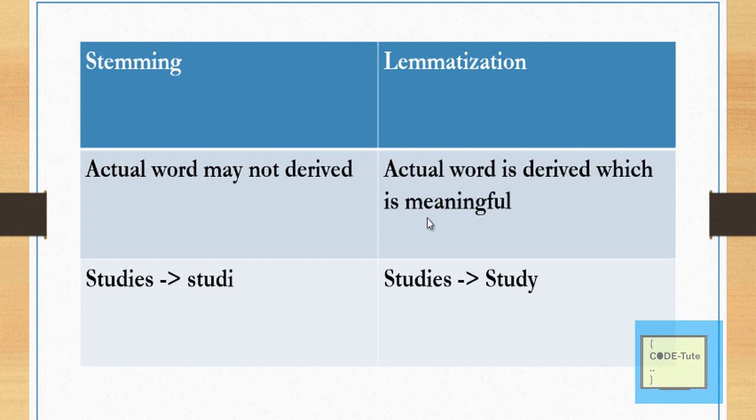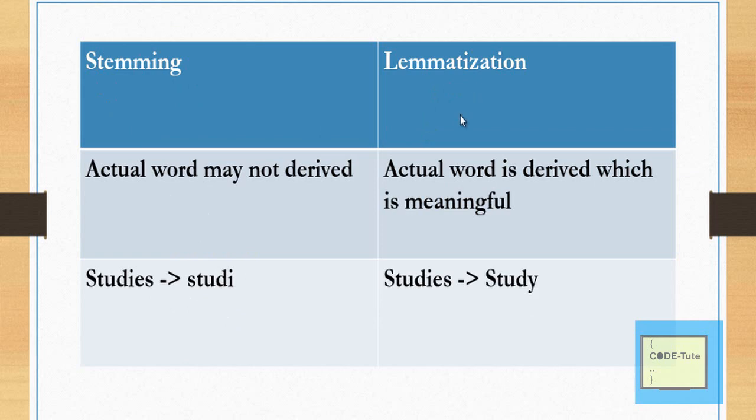Now let's understand the main difference between stemming and lemmatization. Both help us to derive the root word, but in stemming the actual word may not be derived. What stemming sometimes does is it just removes the suffix part. Suffix part means it will remove ing, es, s. So this is the word studies. Here the suffix es is removed, and this is the output of stemming.